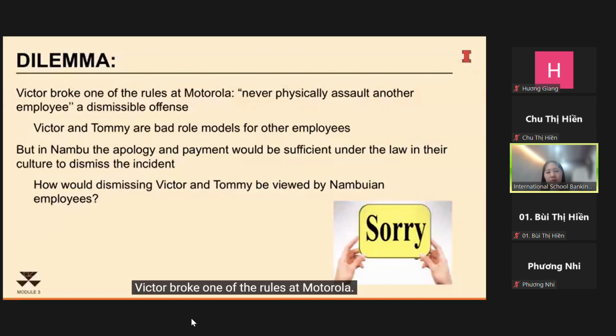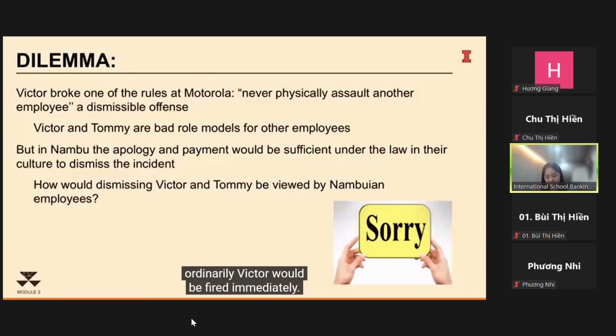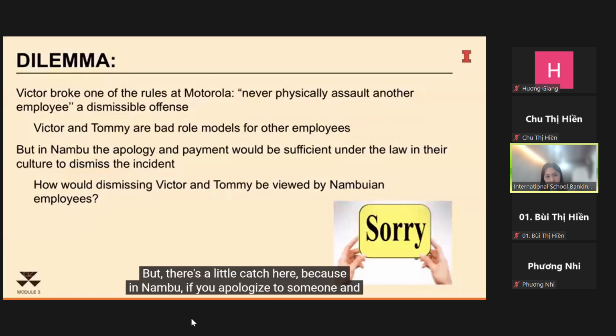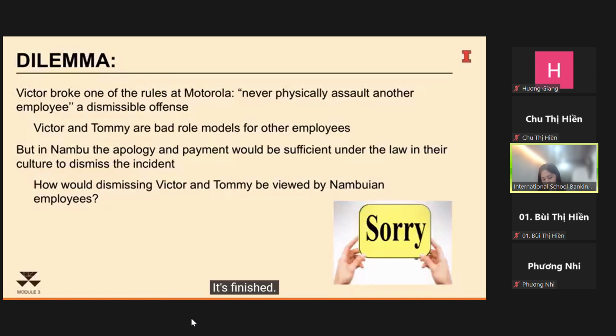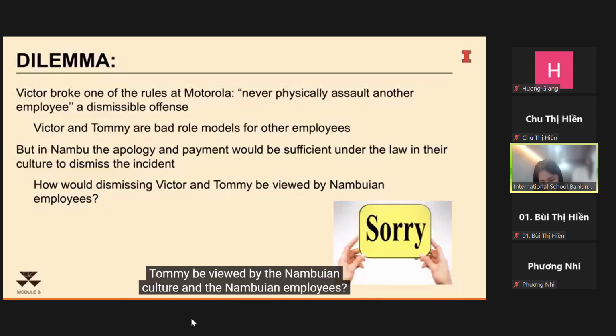So what is the problem here? Victor broke one of the rules at Motorola, never to physically assault another employee. This is a dismissible offense, and ordinarily, Victor would be fired immediately. So Victor and Tommy are bad role models in this factory. But there's a little catch here, because in Nembu, if you apologize to someone and give them some payment, that is considered an apology, and the issue is over. It's finished.